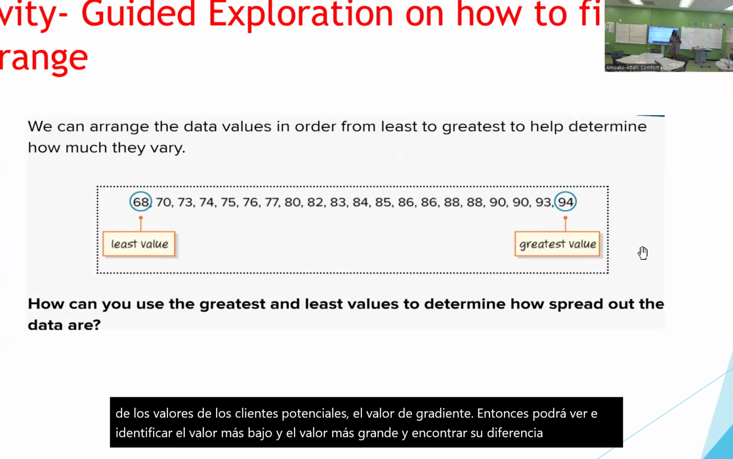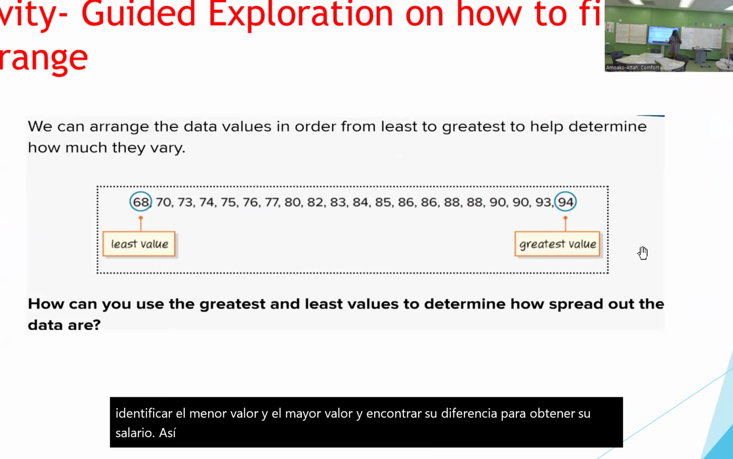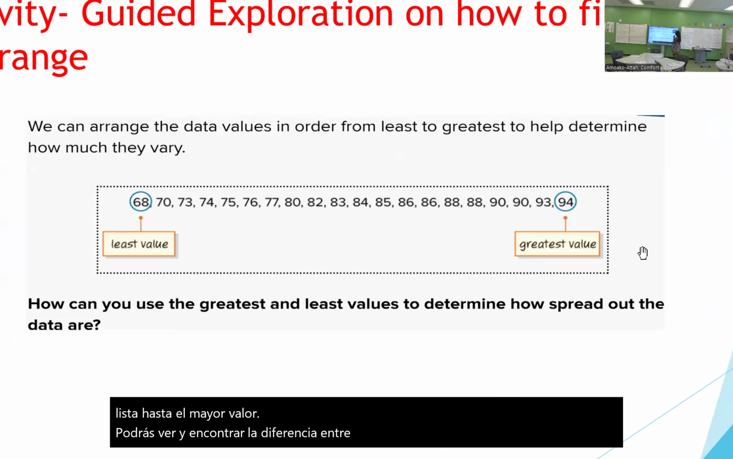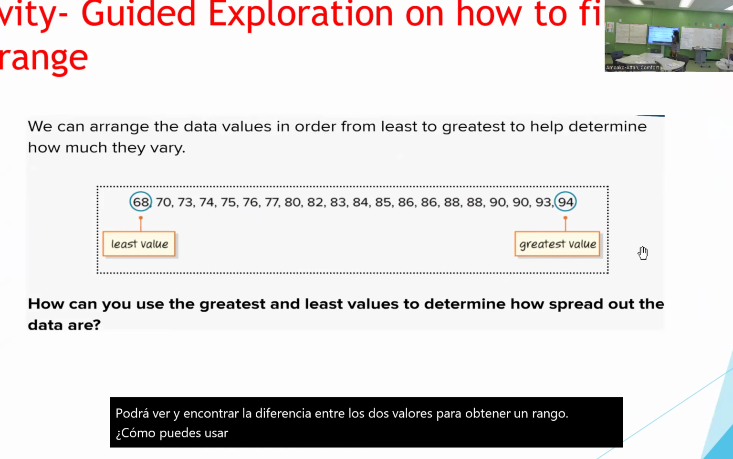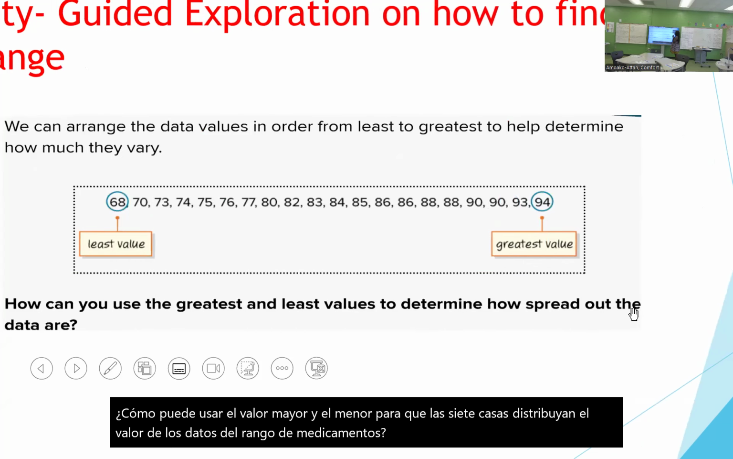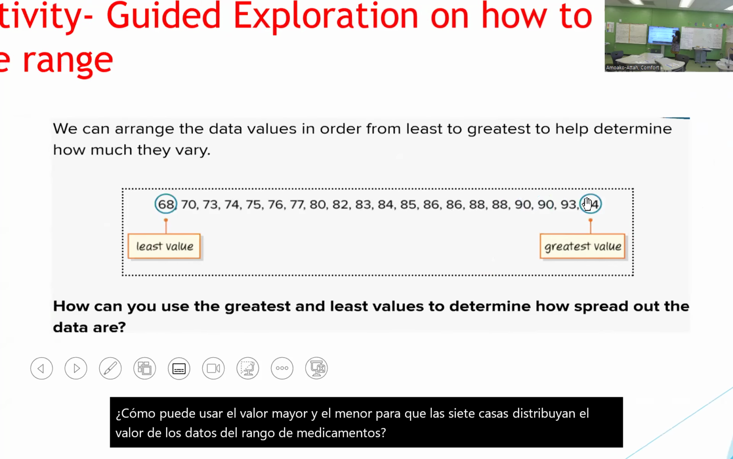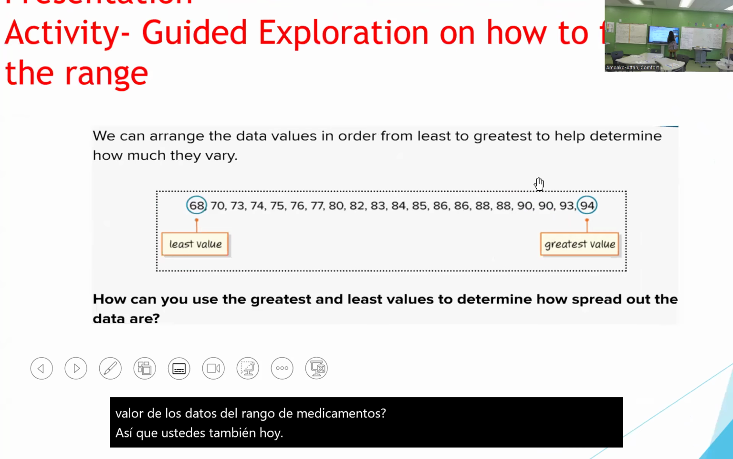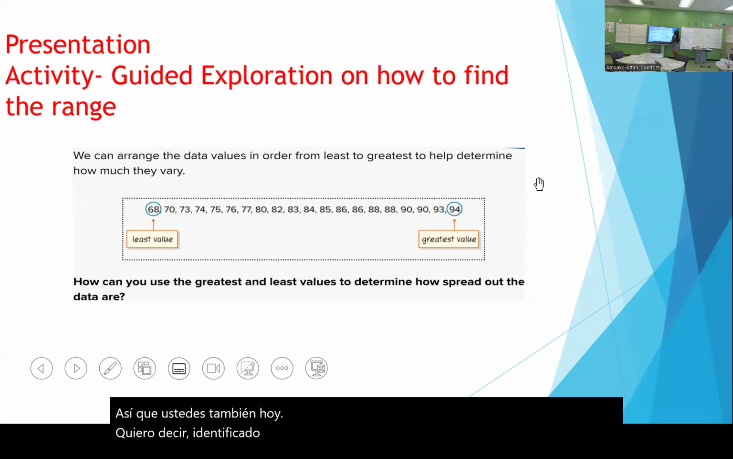So it is that simple. You'll be able to organize your data in the ascending order from the least to the greatest value. You'll be able to see and find the difference between the two values to give you a range. How can you use the greatest and the least value to determine how spread out the data values are? That is the range. So you guys learn to identify the least value and the greatest value.